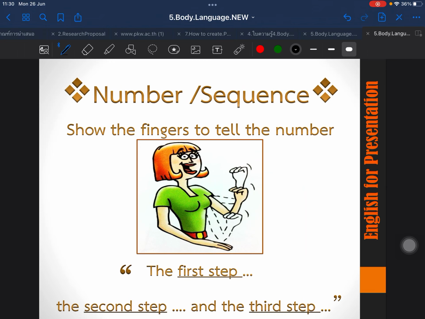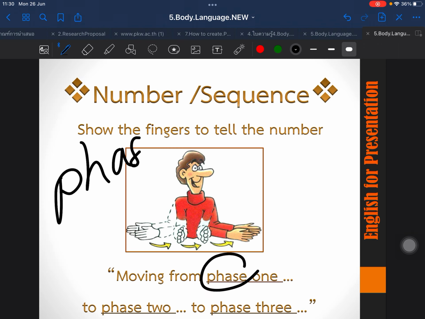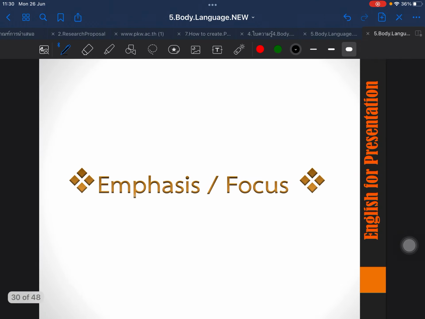Let's move on to the next one. If you want to show the sequence, that is number 1, number 2, and number 3, or first, second, and third. As you can see, the way she moved from the top, middle, and also the bottom, right? In order from top to bottom, up to down. Now let's move on to the phase. Phase 1, phase 2, or period 1, period 2. The way he moves from the left to the right. Phase 1, phase 2, and phase 3. Period 1, period 2, and period 3. So that is the way.